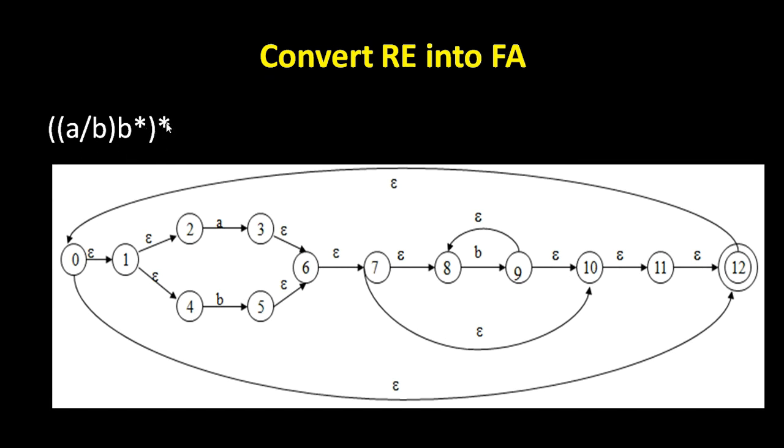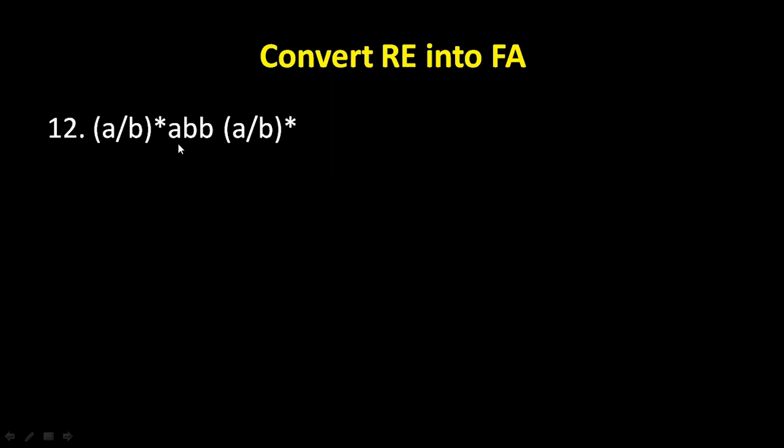The whole star means there may be a possibility of no symbols. So from the zero state to the end state, there should be an epsilon connection, and it can be repeated n number of times. So there should be an epsilon connection from the last state to the first state, and A or B should be there. So A or B is here, and B star. B may occur 0 times or any number of times, and all the conditions are satisfied by this transition diagram. You can try this last example, (A or B) whole star, A B B, (A or B) whole star.